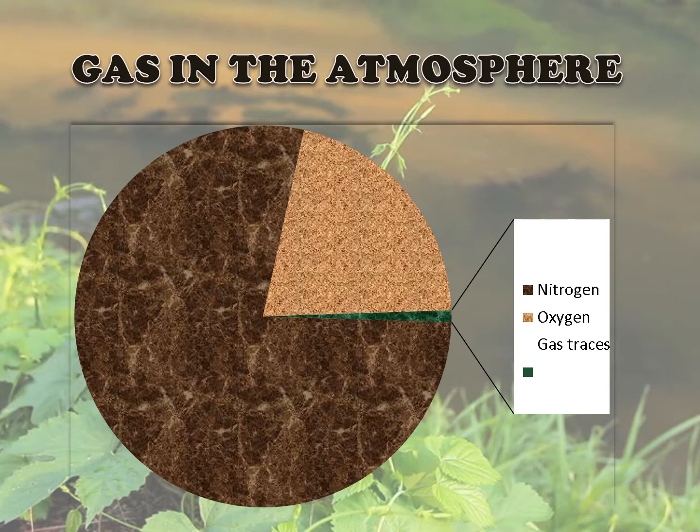On the other hand, 21% of the atmosphere is allotted to oxygen. The remaining 1% is allotted to the gas traces, to the different mix of gas traces. Now, it includes methane, chlorofluorocarbon, which is being produced by our household appliances, and carbon dioxide.